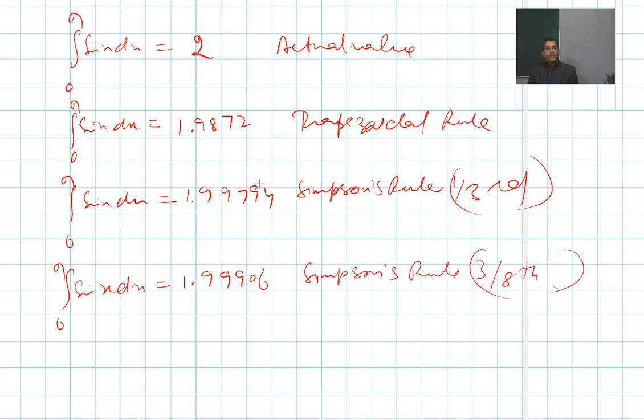If we compare these results, then the trapezoidal rule is far away from the actual value, but Simpson's rule is closer to the actual value. Thus, as we move from the trapezoidal rule to Simpson's rule, we are moving towards more accuracy, but they will be more time consuming, right? So that's all for this lecture.